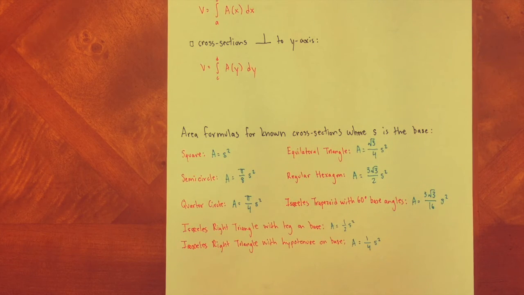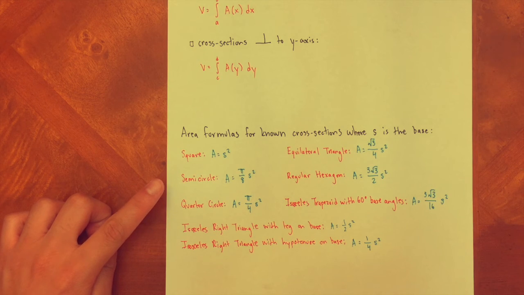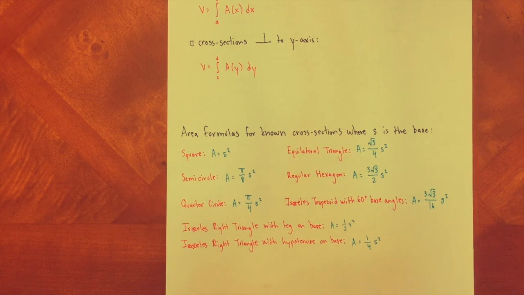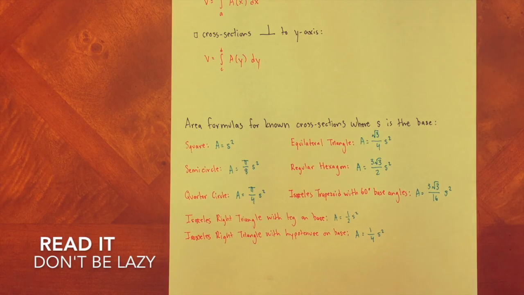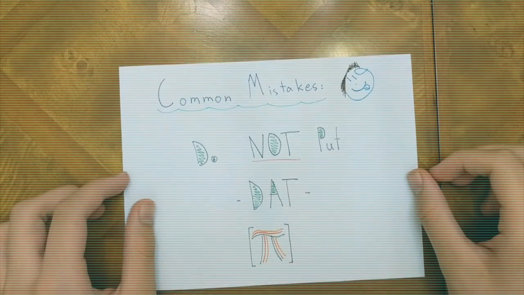Down here, we have formulas for known cross sections where the s is equal to the base. For the square, the area is equal to A equals s squared. Semicircles, this area equals pi over 8 s squared, and so on. Common mistakes, don't do them. Do not put that pi.